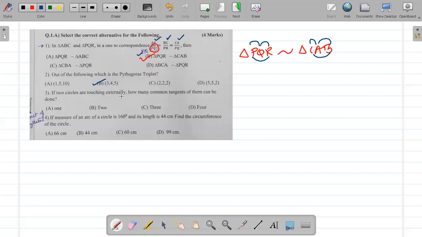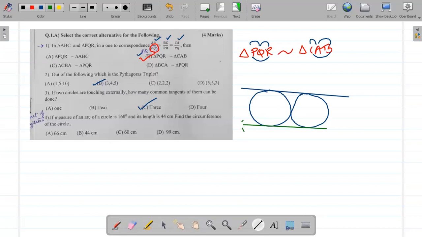Next, if two circles are touching externally, how many common tangents of them can be drawn? So the correct answer to this is 3, because if we consider two circles which are touching externally like that, then one tangent can be like this, second tangent can be drawn somewhere like this. Yeah, that's the second common tangent, and of course another third one like this. So these are the three common tangents for both the circles.